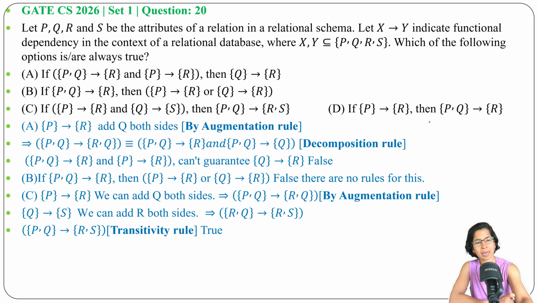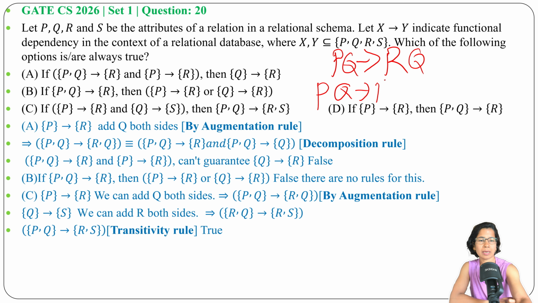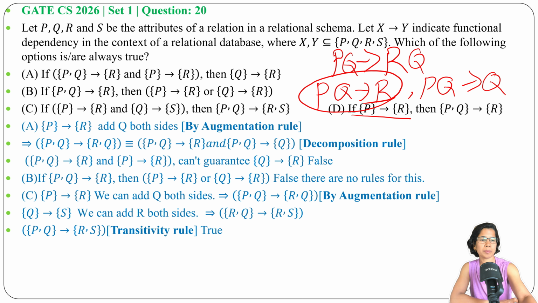P implies R is given, then PQ implies R. P implies R is given. Now, we can add Q on both sides by augmentation: PQ implies RQ. Now, by decomposition, PQ implies R and PQ implies Q. So, if P implies R is given, by adding Q on both sides and then applying decomposition, we can get PQ implies R. Hence, this is true.